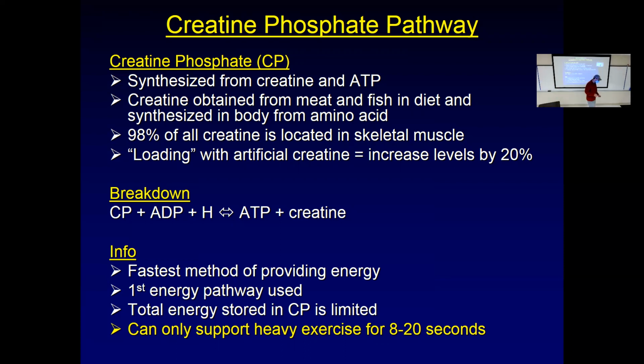Outside of simply breaking down ATP, using the creatine phosphate breakdown is the fastest of our metabolic pathways. It's the fastest way for us to resynthesize broken down ATP. So in many ways, this tends to be called the first energy pathway used. I should change that word. It's not the first used, it's the first pathway to predominate.